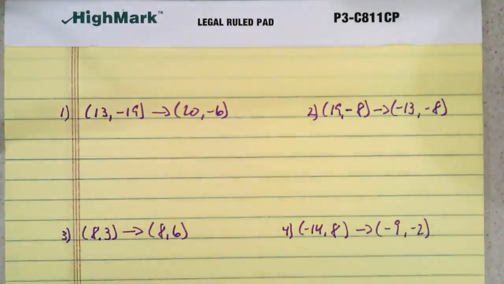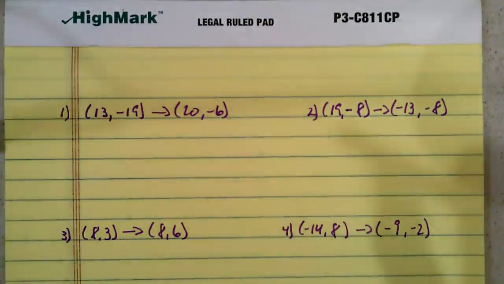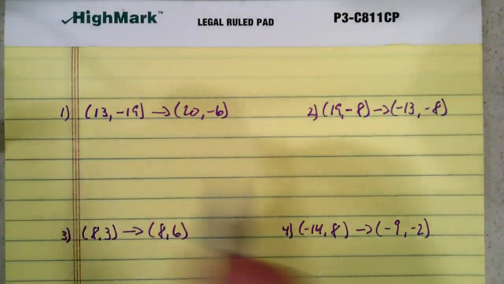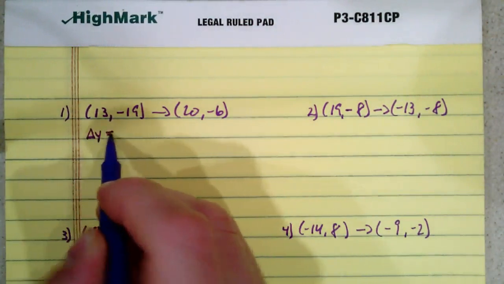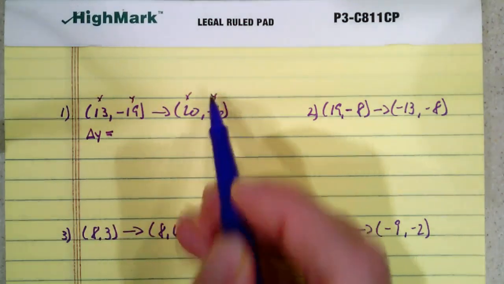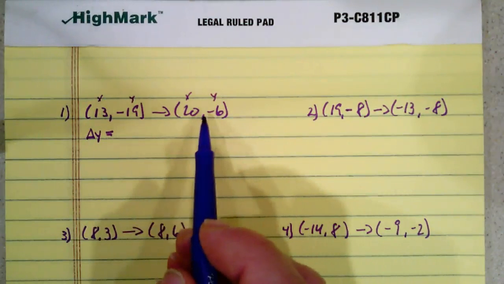Alright, so today we're going to be finding the amount of vertical change per unit of horizontal change from 2 points. Let's take a look here. First, we're going to have to find our change in y. Remember, we have x, y, and change is always end minus beginning. And we're going to be going in this direction today.